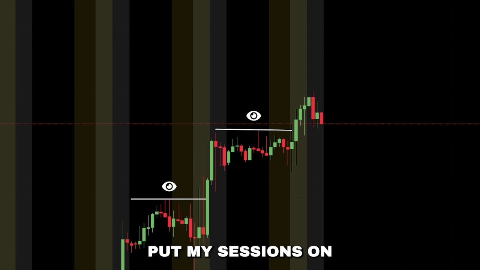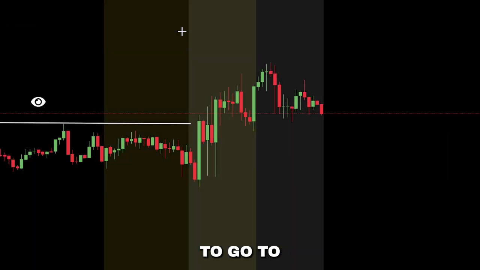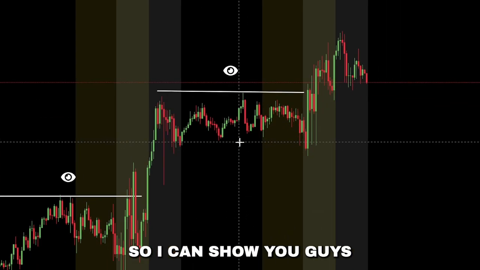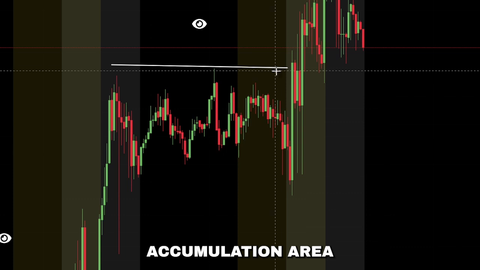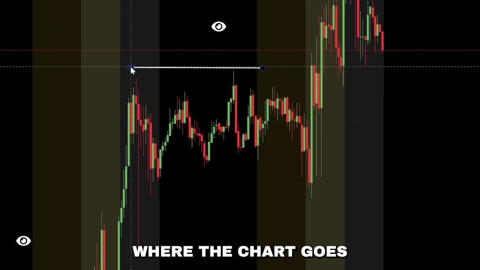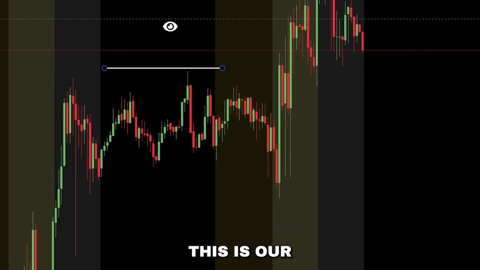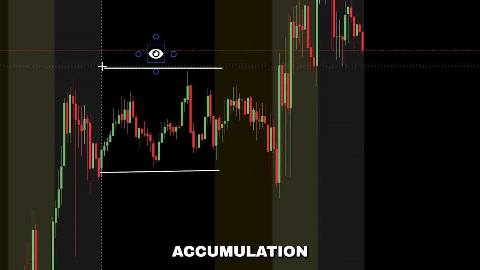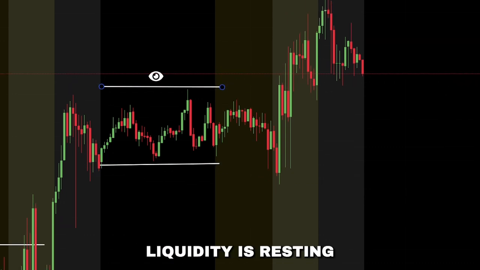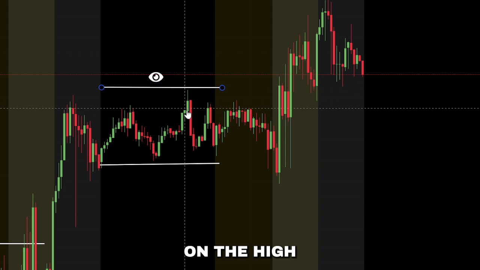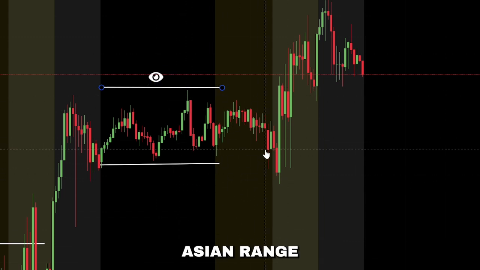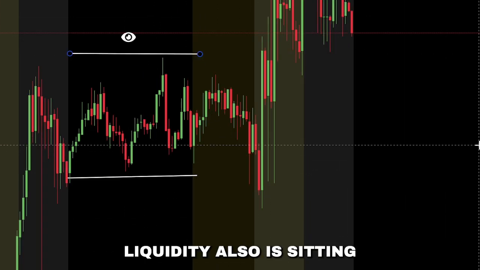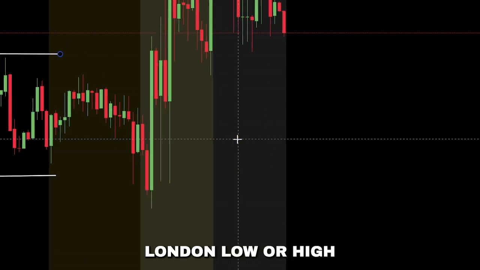So I'm going to put my sessions on right now, and I'm going to go to the 15-minute so I can show you guys. So this accumulation area right here, where the chart goes all the way black, this is our Asian range. And most of the time, the Asian range is accumulation. So right here, liquidity is resting on the high and the low of this Asian range. Liquidity also is sitting below our London low or high.